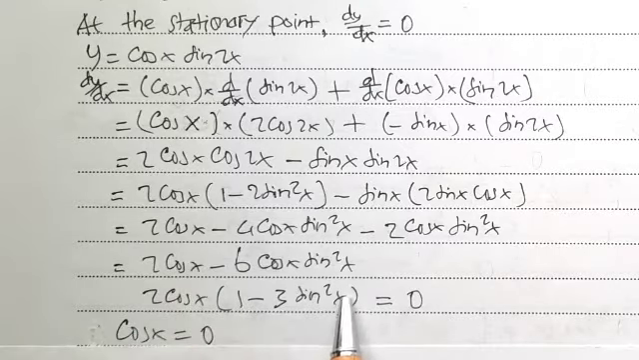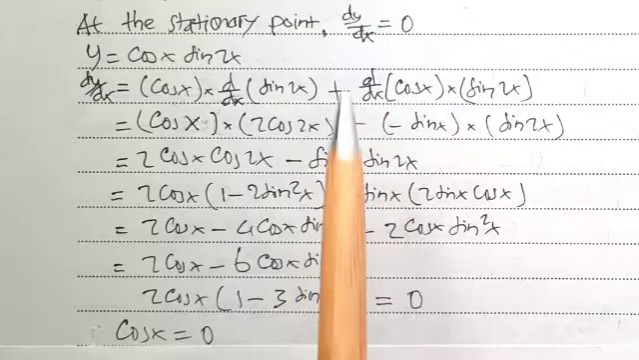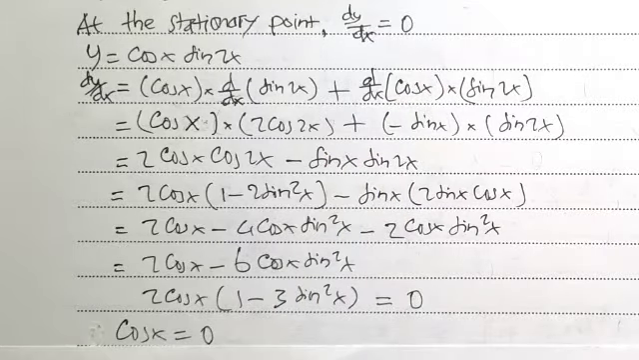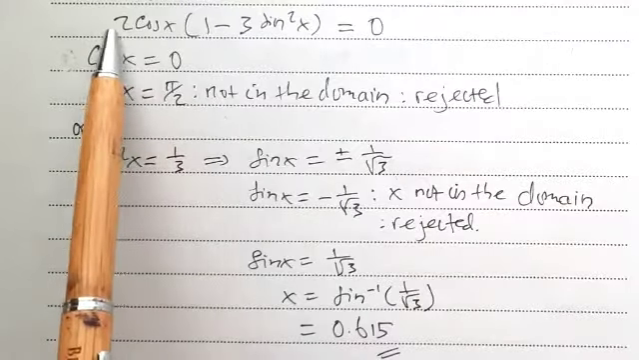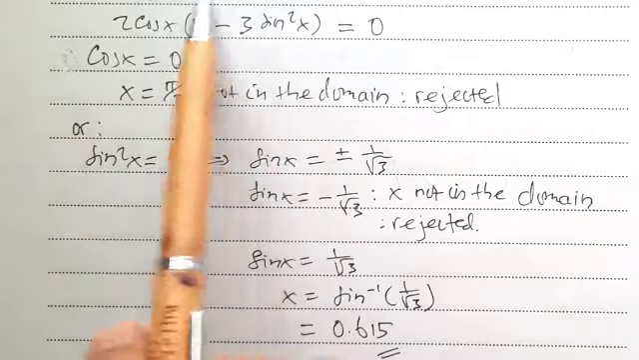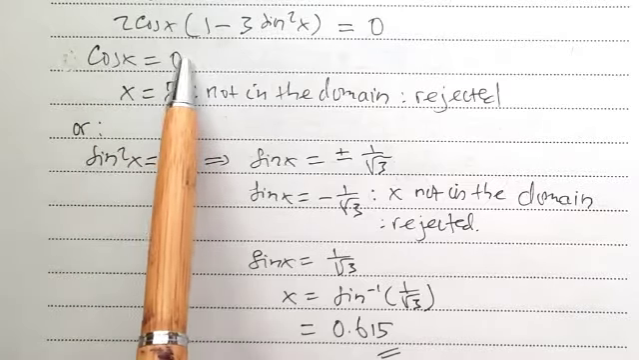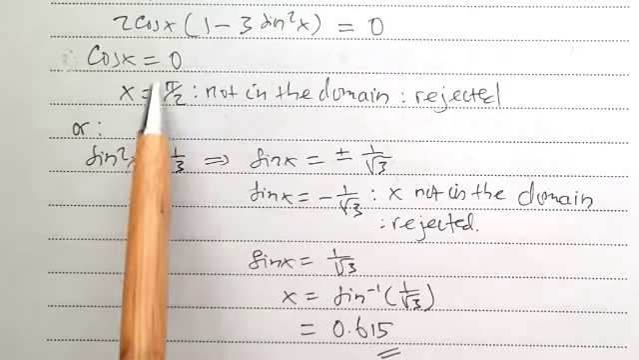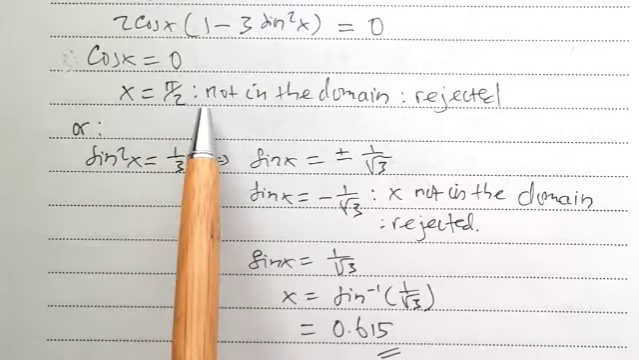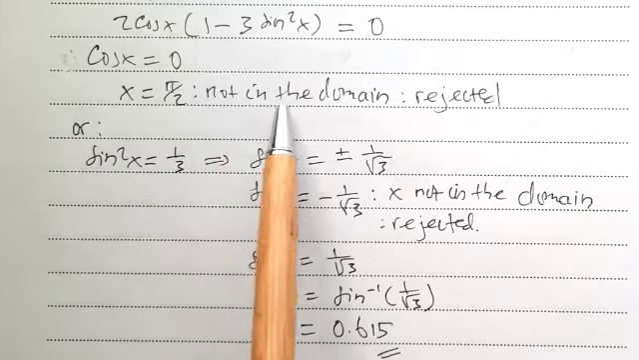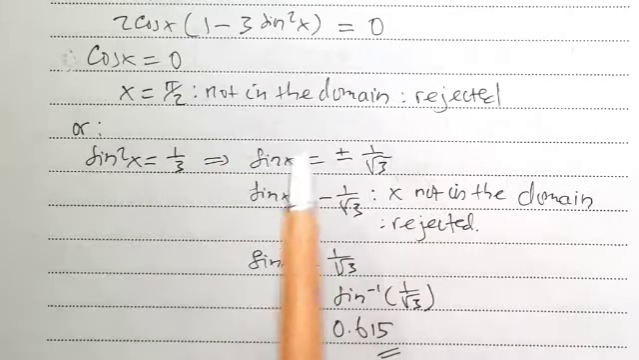1 minus 3 sin squared x, and then dy/dx equals 0, thus equate to 0 here. Now, this is 0 or that one is 0. Thus 2 cos x equals 0, or cos x equals 0. x is pi over 2. But that is not in the domain, thus we reject it.